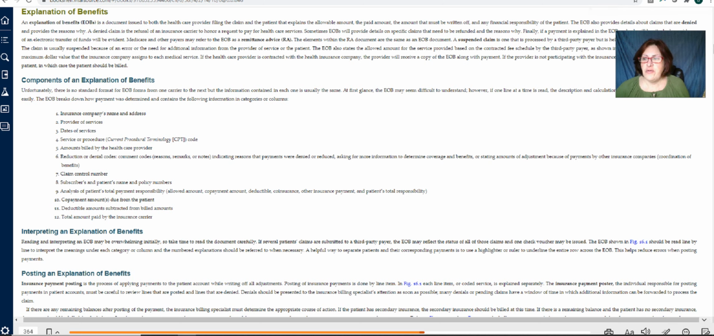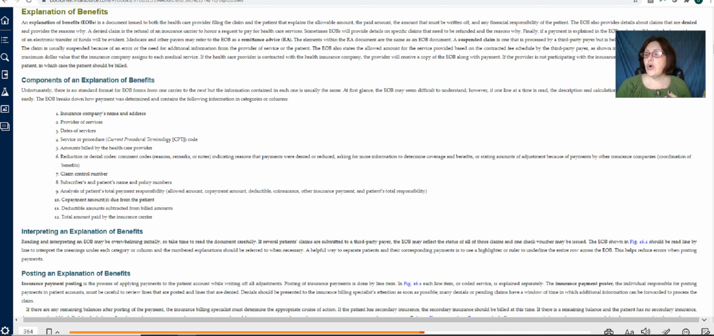For this video for Billing Bites, we're going to talk about the EOB. EOB stands for Explanation of Benefits. And this document explains the benefit, which is the payment, of how an insurance company processed the claim.